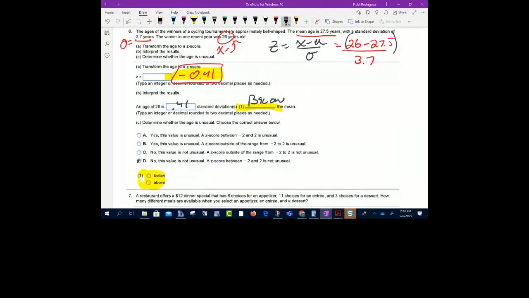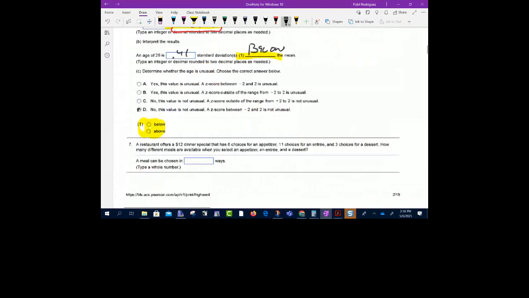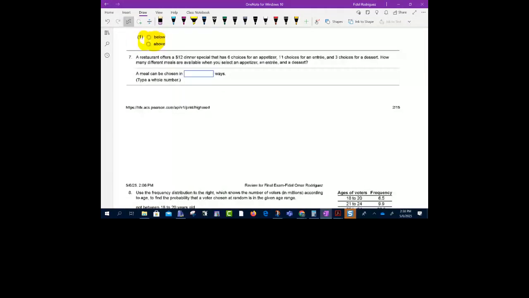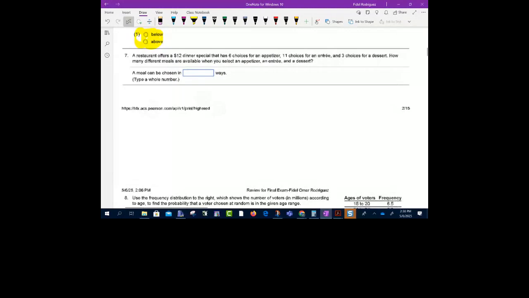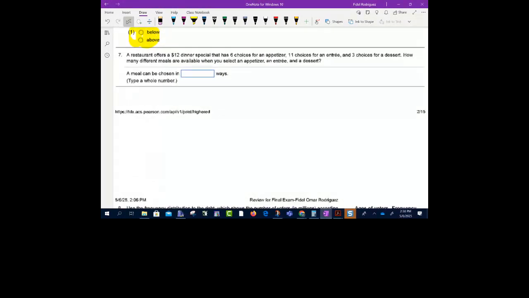All righty. Let's go to number 7, y'all. It says a restaurant offers a $12 dinner special that gives us 6 choices for an appetizer, 11 choices for an entree, and 3 choices for a dessert. How many different meals are possible when you select an appetizer, an entree, and a dessert?